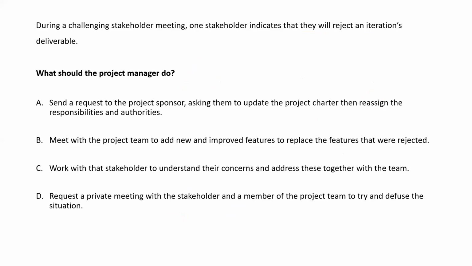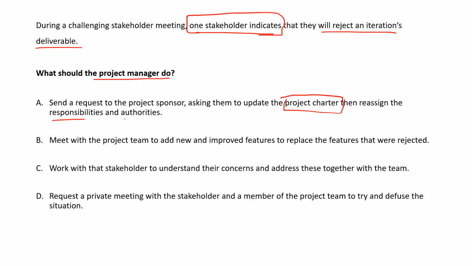During a challenging stakeholder meeting, one stakeholder indicates that they will reject an iteration's deliverable. What should the project manager do? Option A: Send a request to the project sponsor asking them to update the project charter, then reassign the responsibilities and authorities. So you are going to make a revolution against this stakeholder and ask the sponsor to remove him in the project charter and give this responsibility to another one, so he cannot reject our deliverable. Is this the right thing?